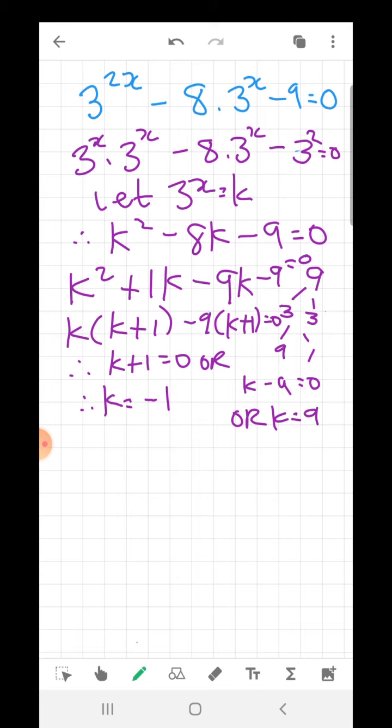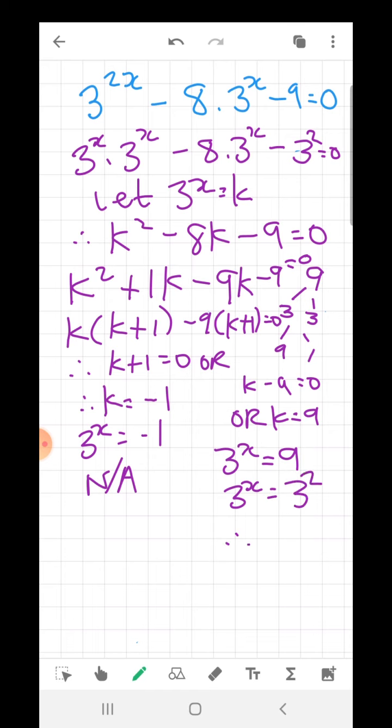Substitute 3 to the power of x back. So 3 to the power of x is equal to minus 1. This would be a no solution because it's giving you a negative on the one side, and you can see that you can't get a solution for that. Here, we're going to substitute back 3 to the power of x is equal to 9. Now, we need to make 9 a base of 3 because bases have to be the same in order to equate the exponents. So 3 to the power of x is equal to 3 to the power of 2. Therefore, x is equal to 2. Now, you can always go and substitute 2 back into this original equation and see if it gives you 0. Then you know if you've done it correctly.